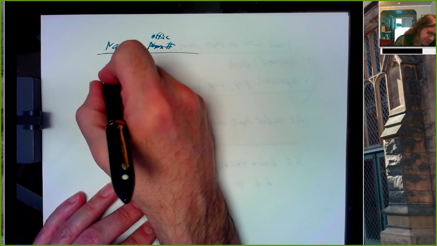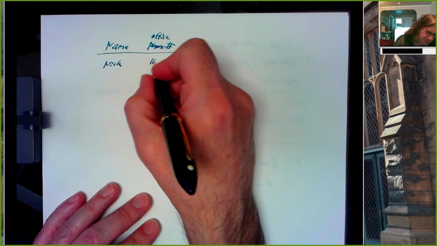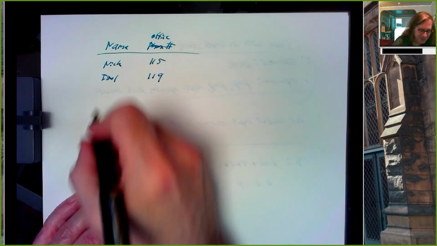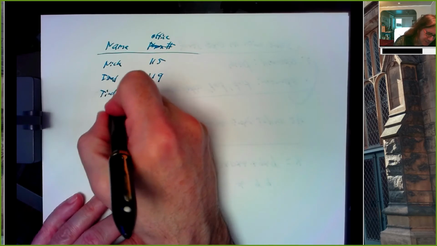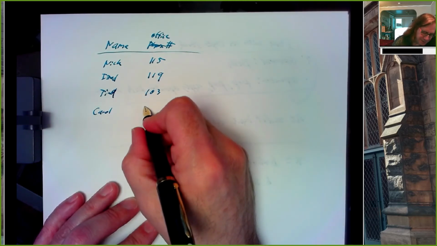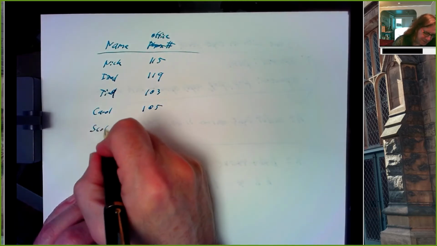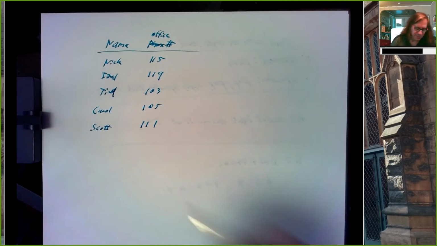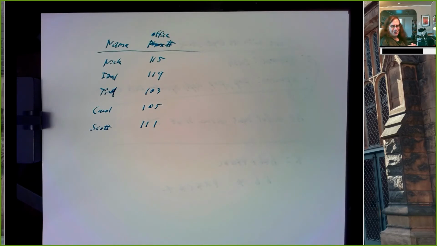So here's Nick, and my office is 115. And here's Izad, and his office is 119. I think these are fake. And Tina is 103. And Carol is 105. And Scott is 111. And imagine we have a zillion entries in this database. And we want to know, where is Tina's office?